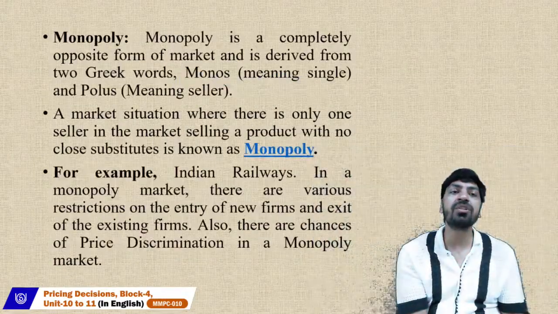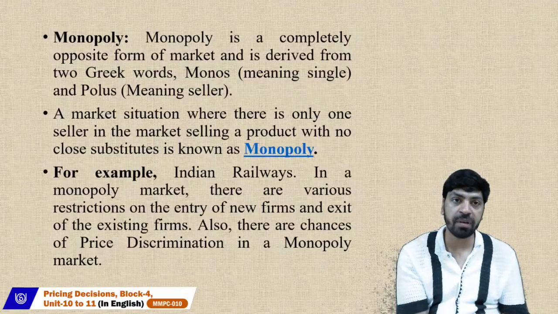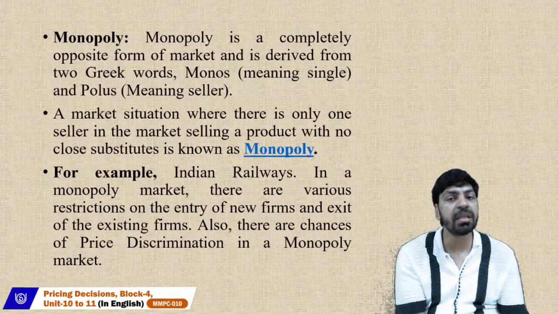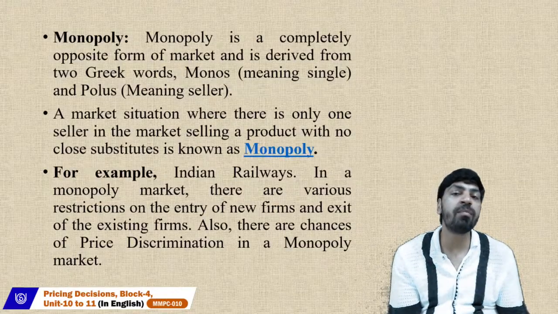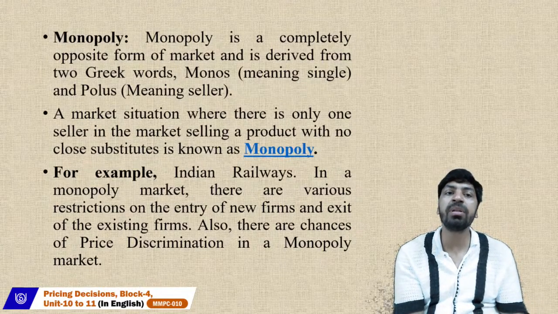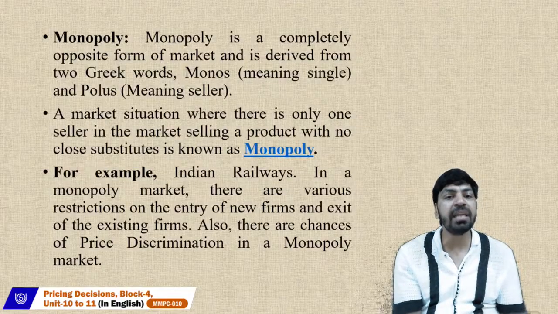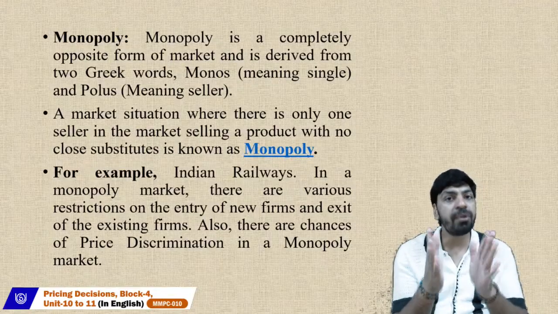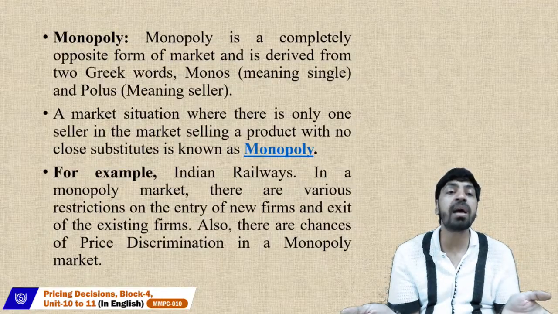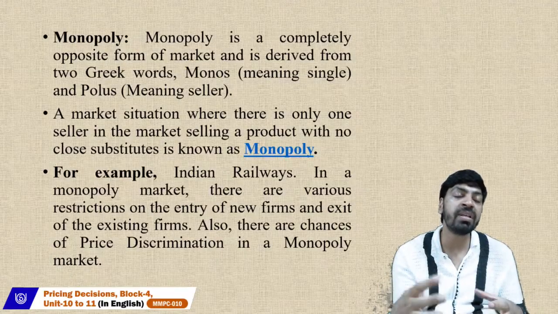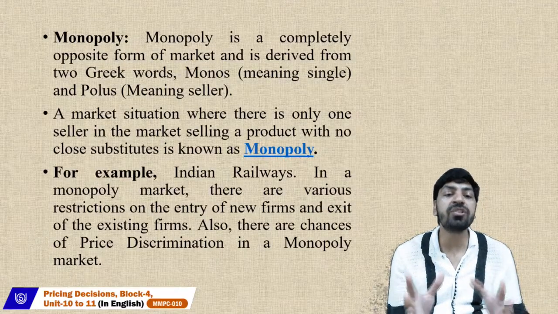Next market structure is the monopoly form. So monopoly is completely opposite to the perfect competition market. The word is divided into two Greek words: mono means single and polis means seller. That means there is a single seller in the market who is selling a product which has no close substitutes. That's called monopoly. Let's take an example which was already explained earlier when I defined the market structure.